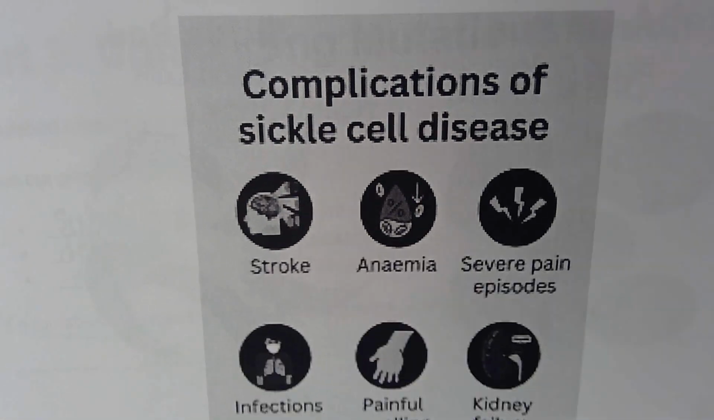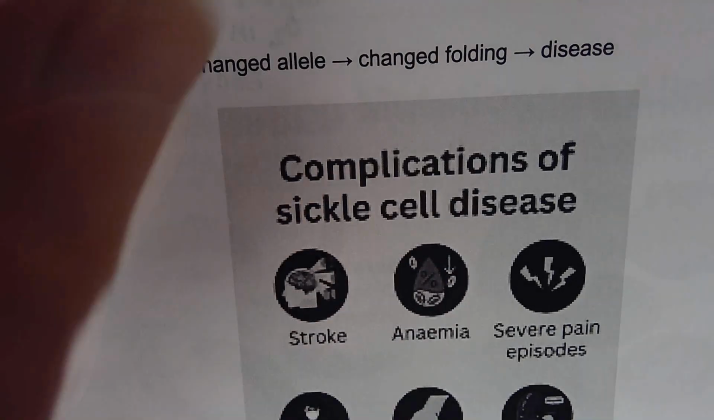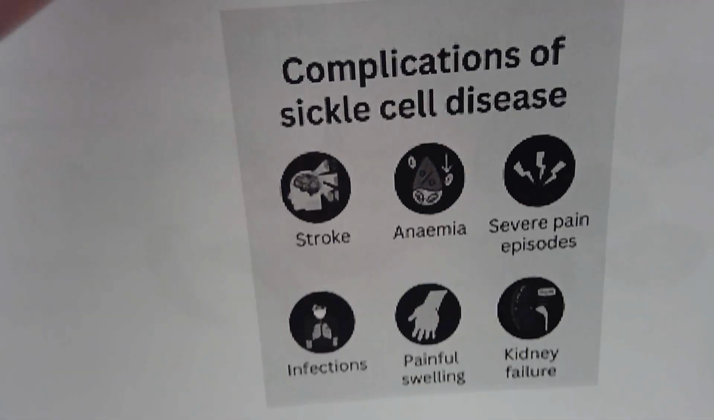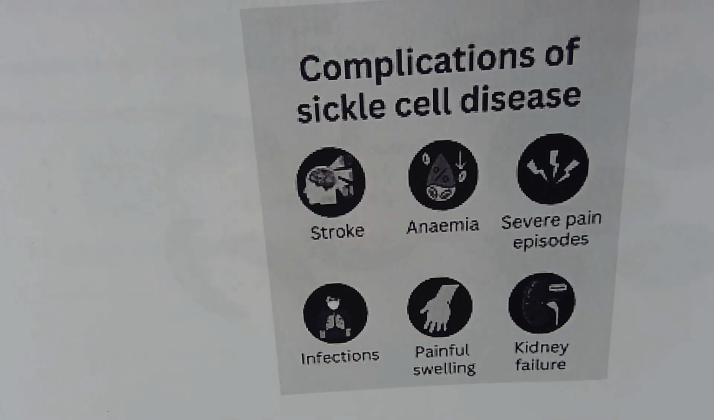All right. Here are some of the complications of sickle cell disease. People with sickle cell disease are more likely to have these things. They're not necessarily guaranteed. You don't see them all the time. But they're more likely to have a stroke. Because remember, a stroke is because your brain is not getting the right blood flow to certain parts of your brain, and then it causes that oxygen deficiency, which causes a stroke.